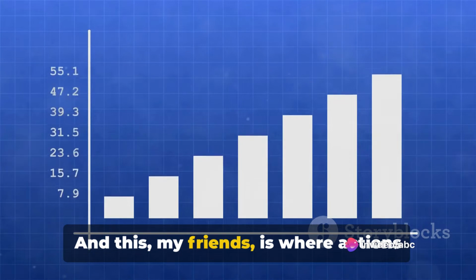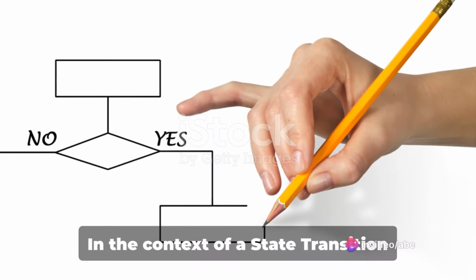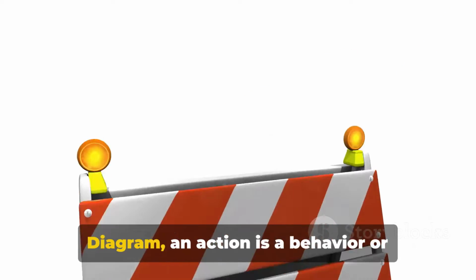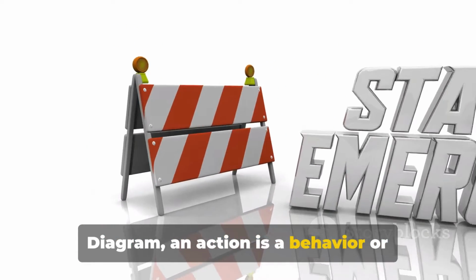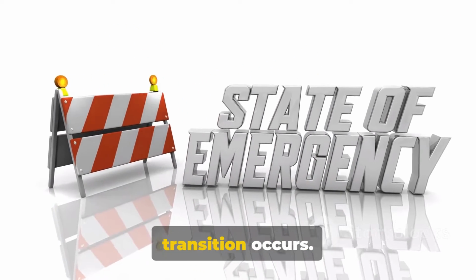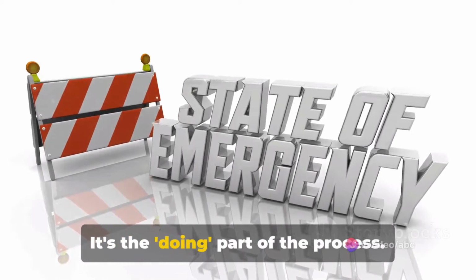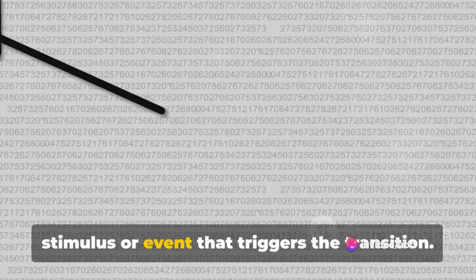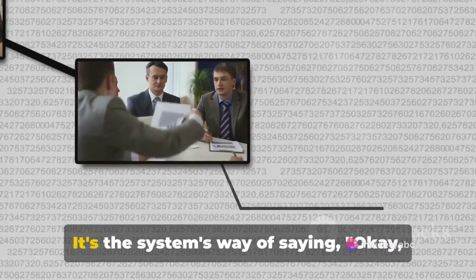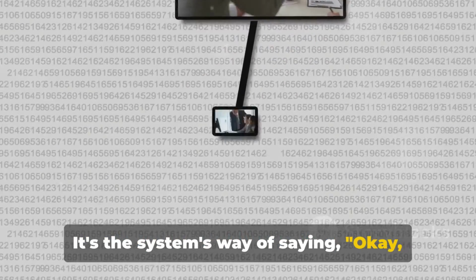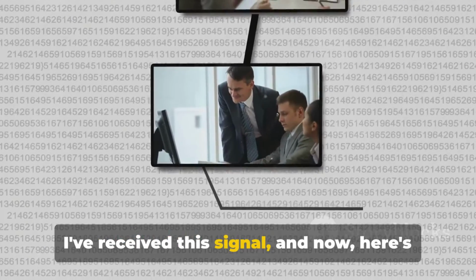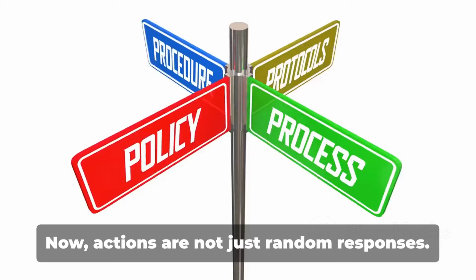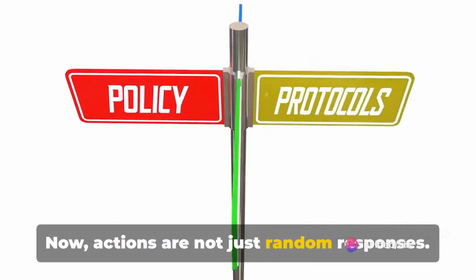And this, my friends, is where actions come into play. In the context of a state transition diagram, an action is a behavior or operation that is performed when a transition occurs. It's the doing part of the process. The action is the response to the stimulus or event that triggers the transition. It's the system's way of saying, okay, I've received this signal, and now here's what I'm going to do about it.